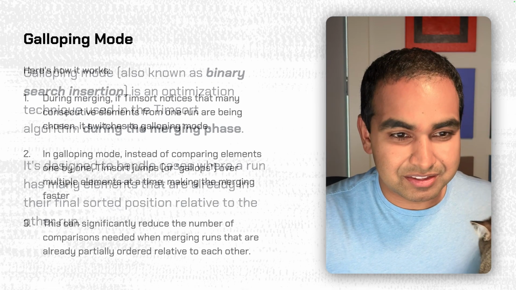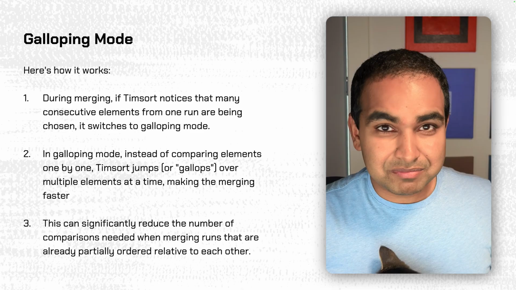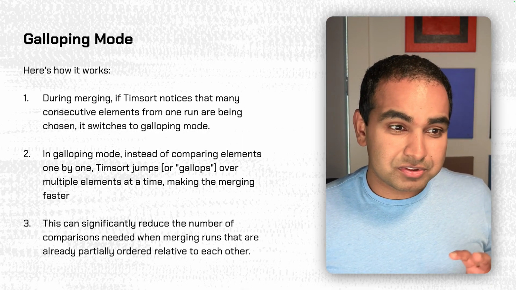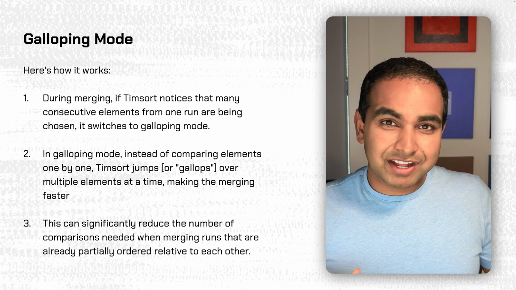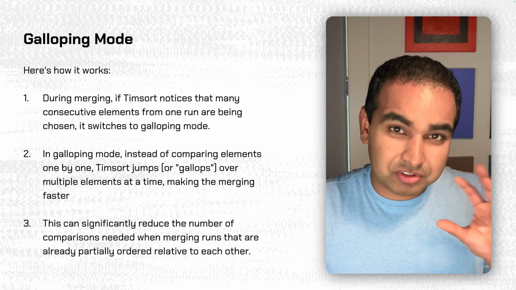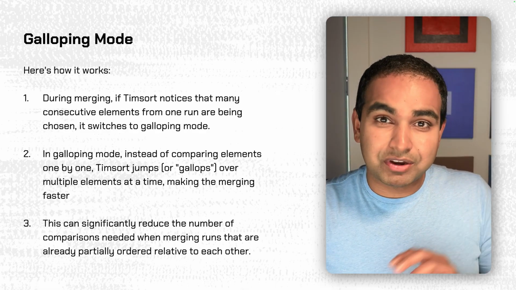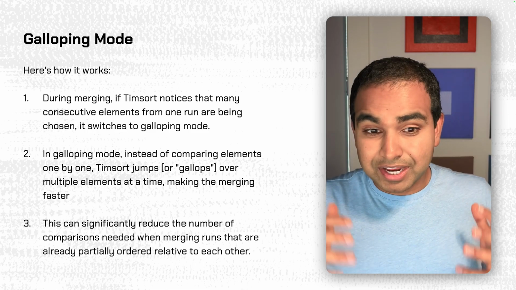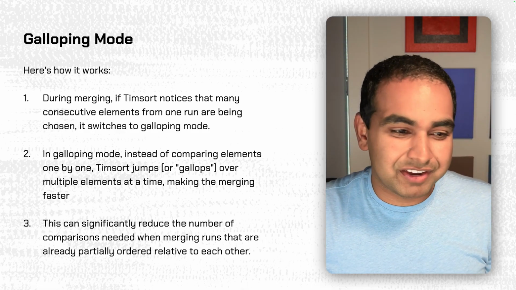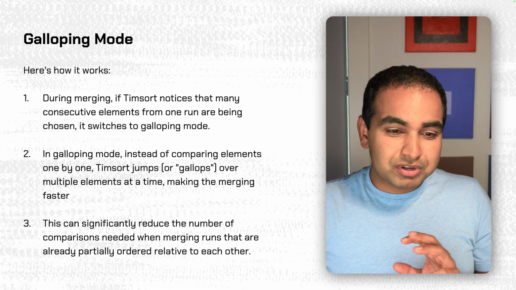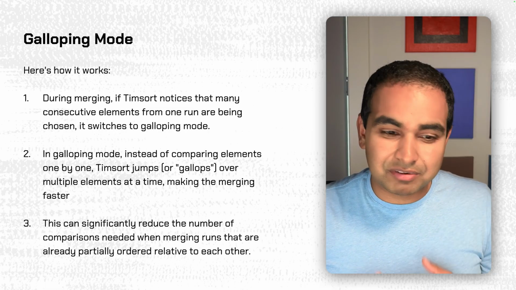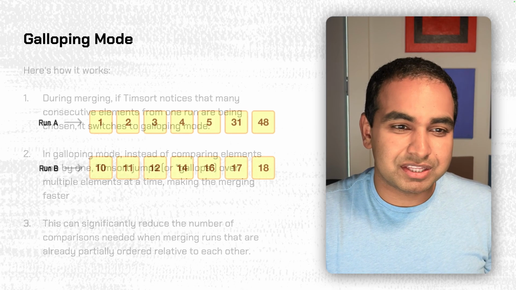And here's what this means. During merging, if Timsort notices that many consecutive elements from one run are being chosen, it means that those values are probably already in their sorted location. It switches to galloping mode, where it stops the merging. Instead of comparing elements one by one, it jumps or gallops over multiple elements to see where all the elements should ultimately find themselves. This means we're reducing the number of comparisons, often by a significant number when merging runs, especially ones that are partially sorted. This example will make that a little bit more clear.